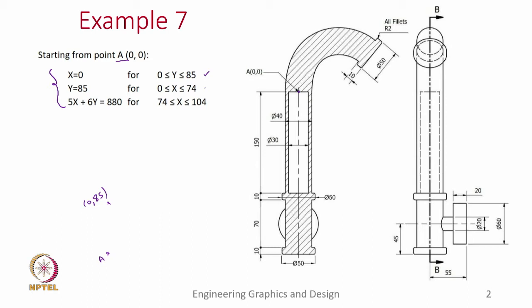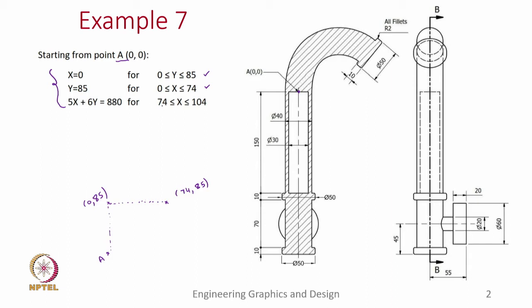Now, let us look at the equation of the line for the second segment. In the second segment the y is constant at 85 and x varies from 0 to 74. So, this is the end of the second segment, let us say. At the end you will have x as 74 and y as 85. So, this will be the first segment, this will be the second segment.